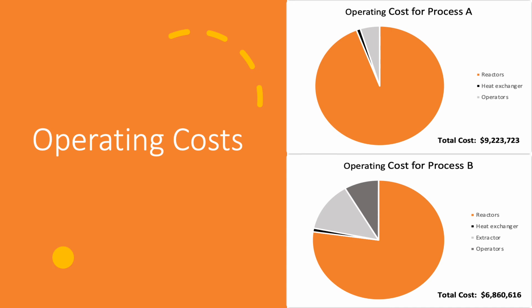Process A cost almost $3 million more a year to operate, and this was mainly because of the cost to heat and cool the process to these temperature extremes. Process B was significantly cheaper on a yearly basis because it did not have these temperature extremes.